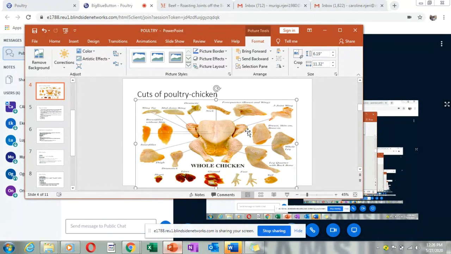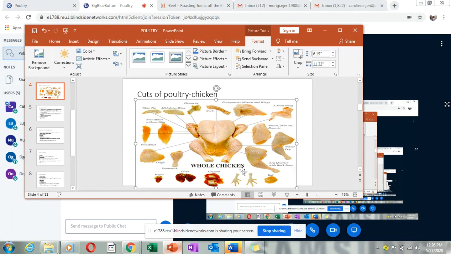So then we have the wing. The wing, without the three parts. That is the wing tip, the mid-joint wing, and the drummet. So this is the wing tip, the mid-joint wing, and the drummet. The drummet has the most meat. It almost looks like the drumstick. You can see the drumstick here, right? So the drummet is here and it looks like the drumstick. In fact, drummet means it is smaller. It is smaller than the drumstick, right?